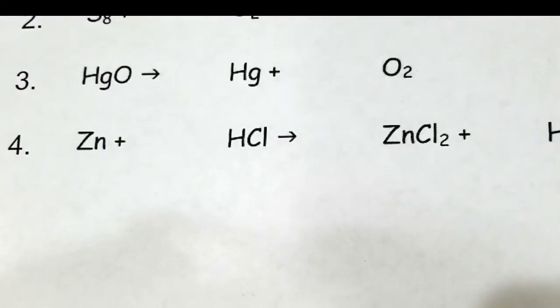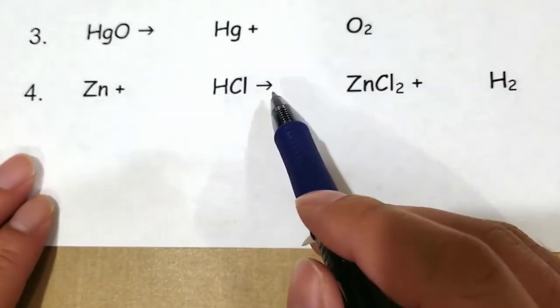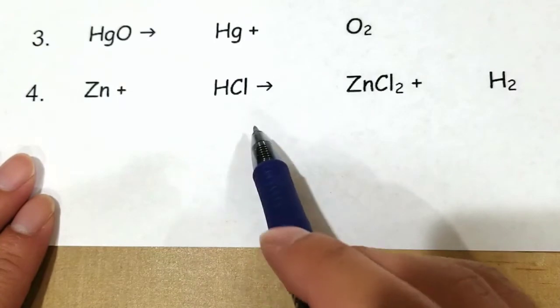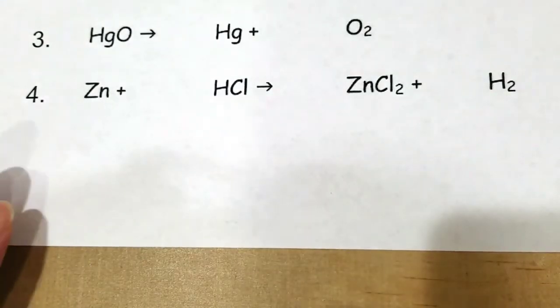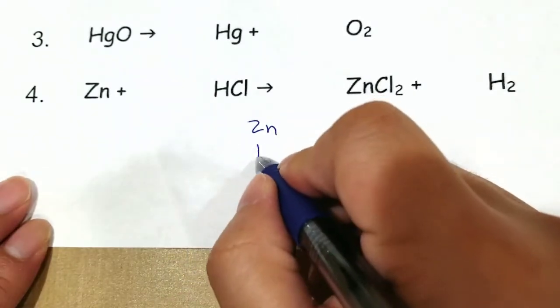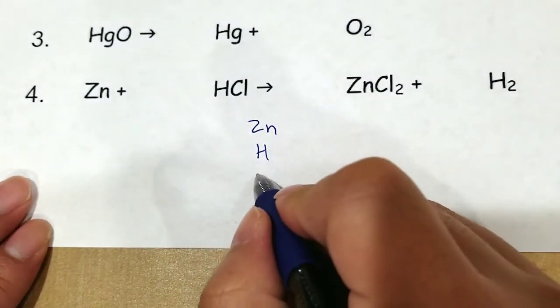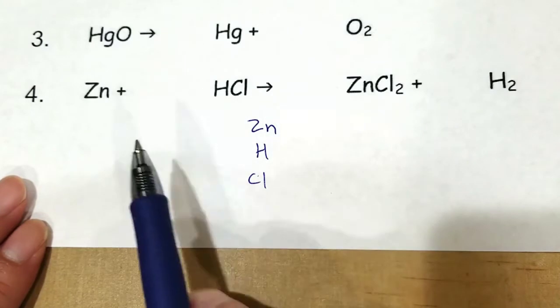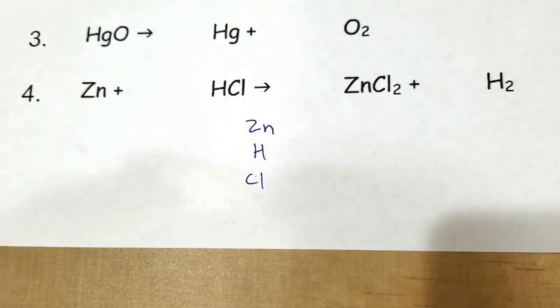Okay, so let's look at number four example. The balancer we want to start is right here in the middle. We'll just put all the available elements. We have Zn, we have H, and we have Cl. Notice that these elements are found on both sides of the equation.